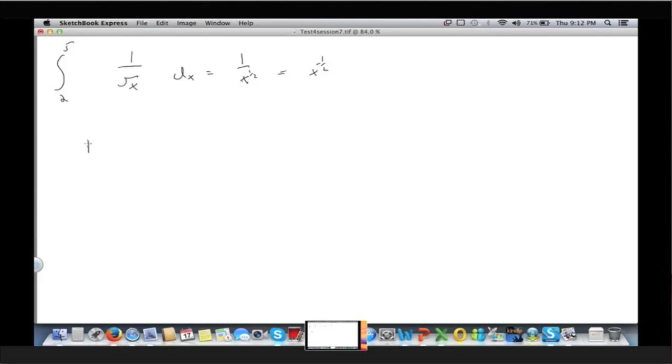Okay, so you add 2 over 2. That gives you 1 over 2. Divide by 1 over 2, which is really 2x with 1/2. Okay. Then f of b minus f of a.